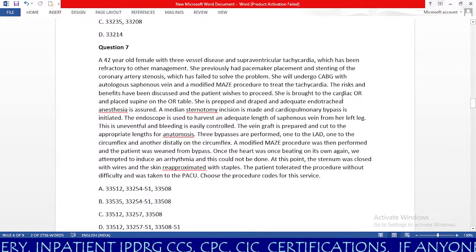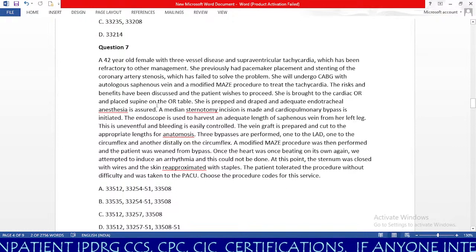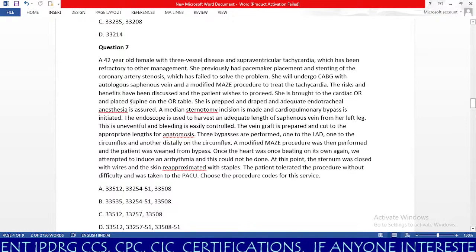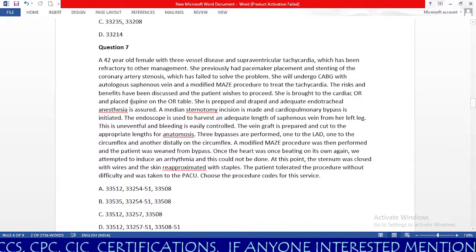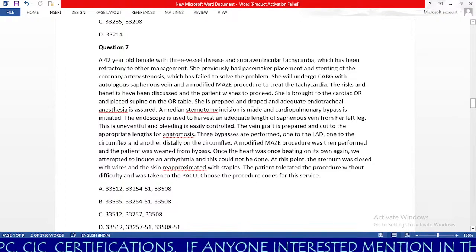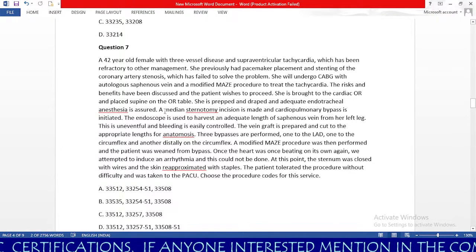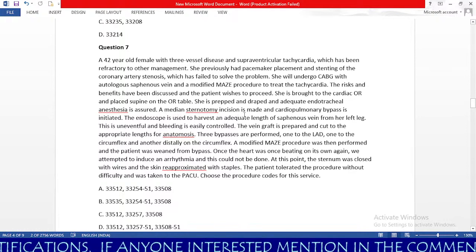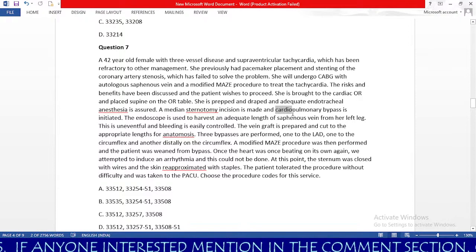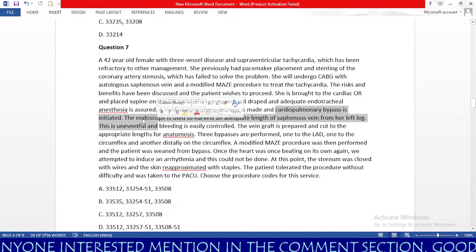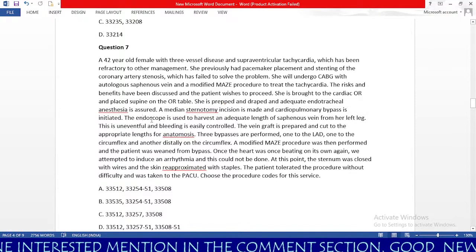She is brought to the cardiac OR and placed supine on the OR table. So you need to understand the position of the patient in order to code properly. She is prepped and draped and adequate endotracheal anesthesia is assured. A median sternotomy incision is made and cardiopulmonary bypass is initiated. So here is the keyword. Cardiopulmonary bypass is the keyword.